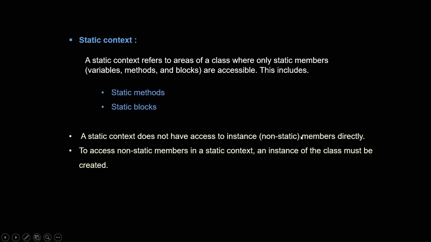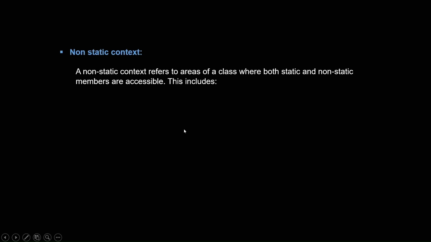We have to create the method object to access the instance of the non-static members. To access non-static members in a static context, an instance of the class must be created. What do you mean by that? If you want to access the non-static member inside the static method or block, you have to create the object. The instance means the object of the non-static class.